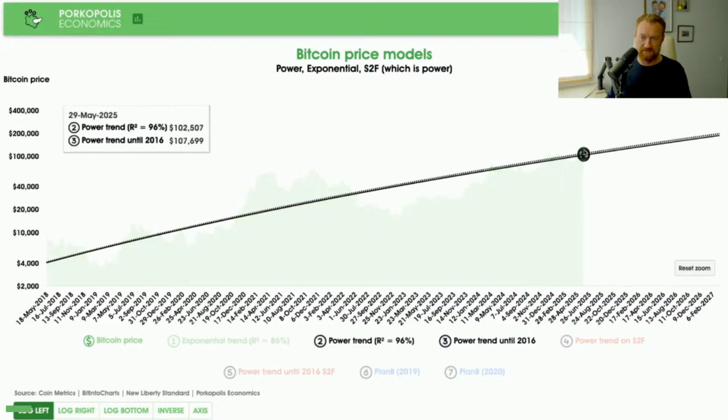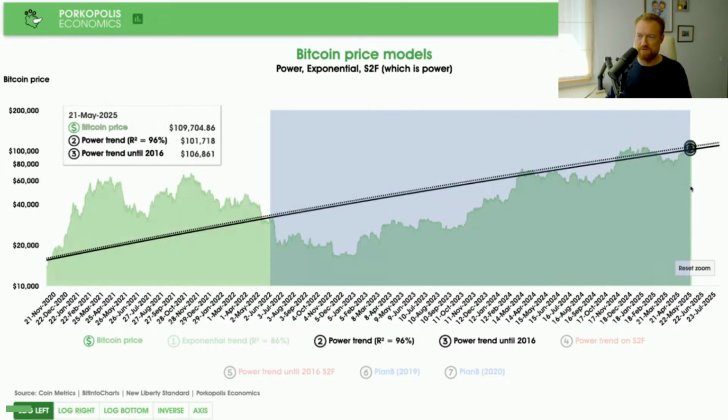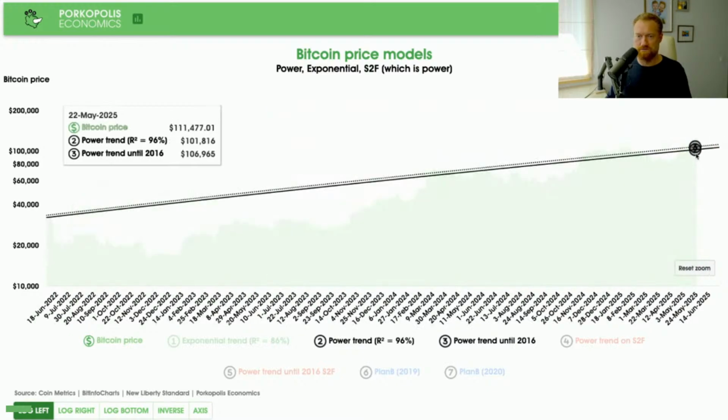Okay, so let's look again. Where's May 24th? Still can't get it from the zoom. Back to May 24th. Here we go. If you had only stuck with the beginning until 2016's data, 107,000 on the trend.